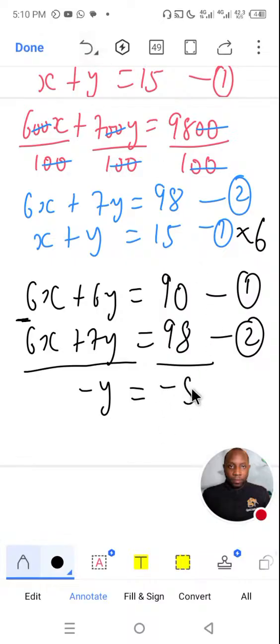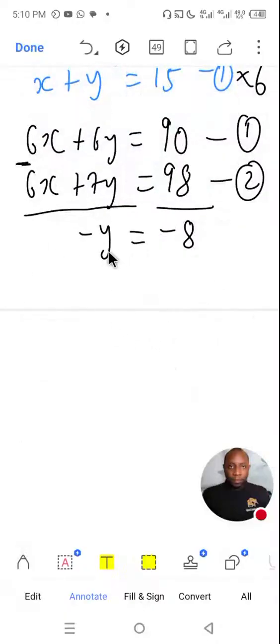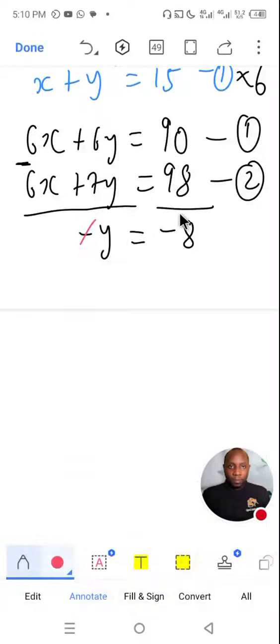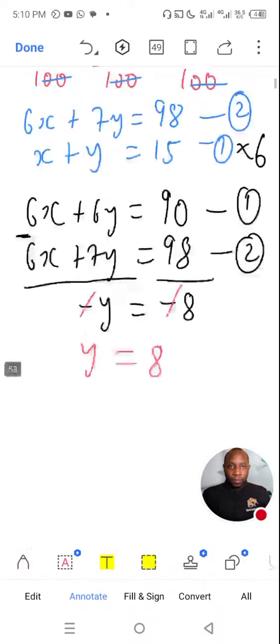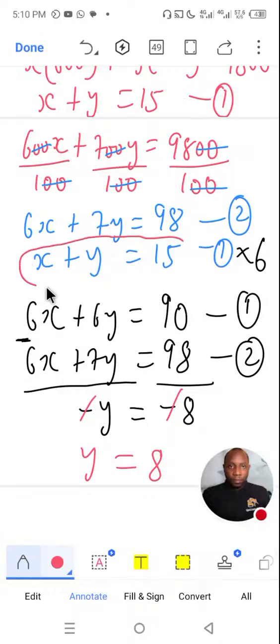minus 8. All right. You can decide to multiply both sides by -1 to cancel the minus sign, or you can just simply strike out the negative signs. So y is equal to 8. So if y is 8, can we get x? Yes, we can. x plus y is equal to 15. Let's use this simple equation to get x.